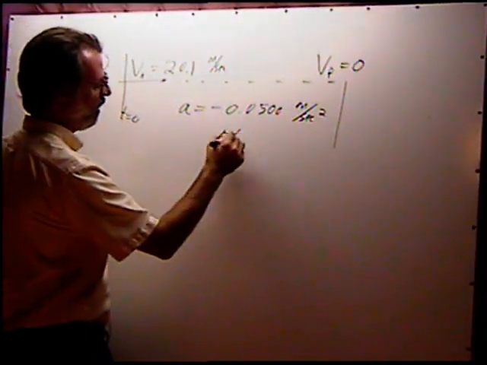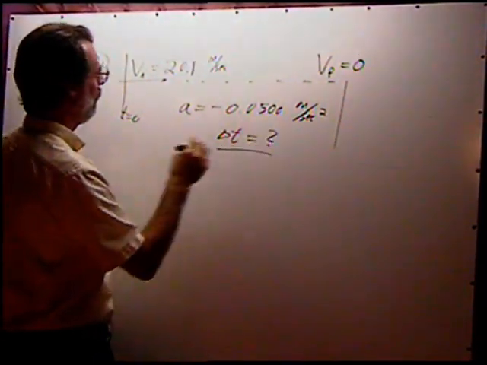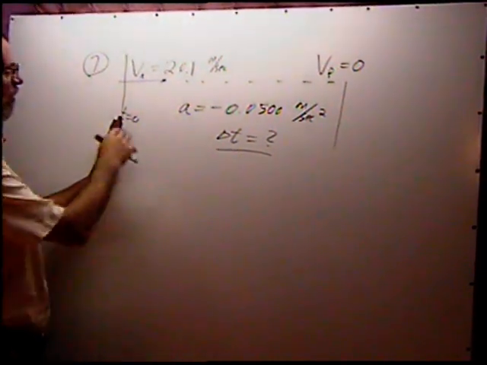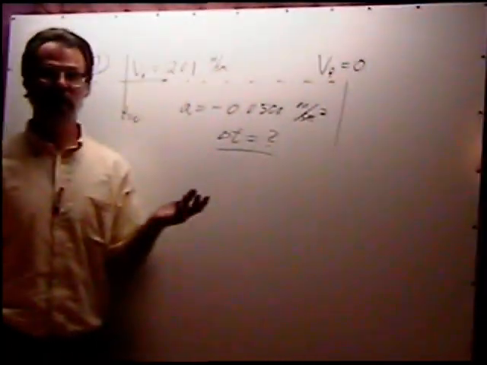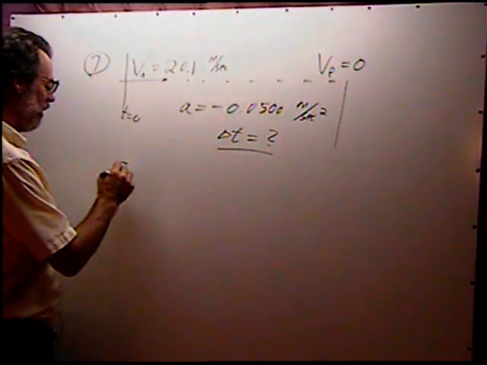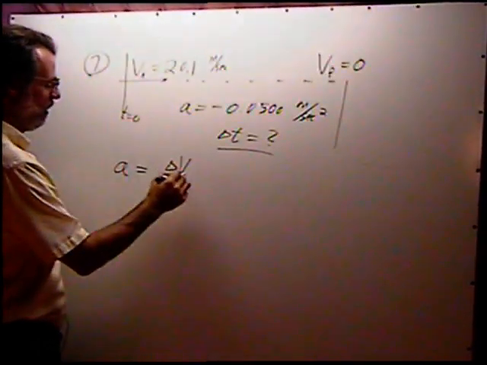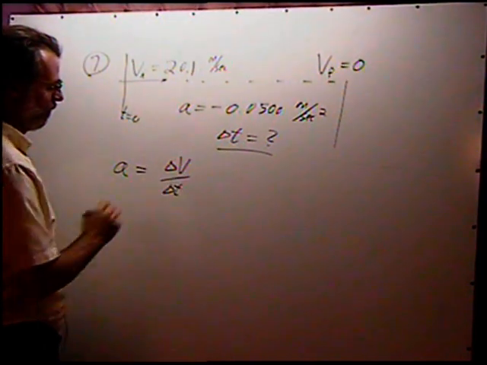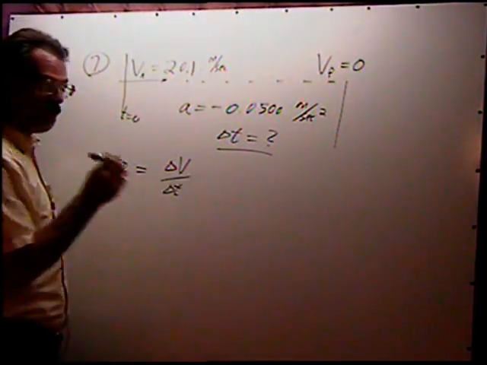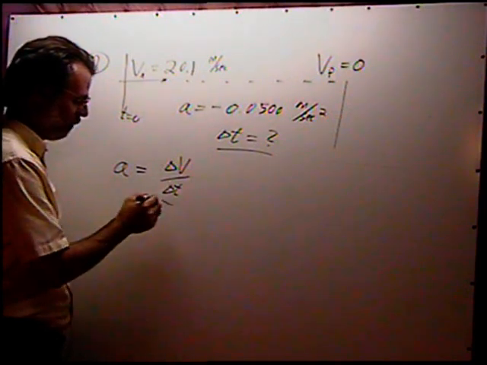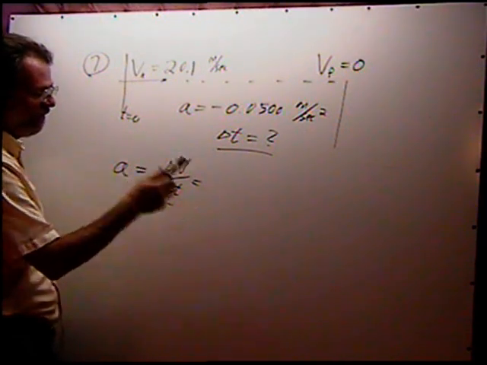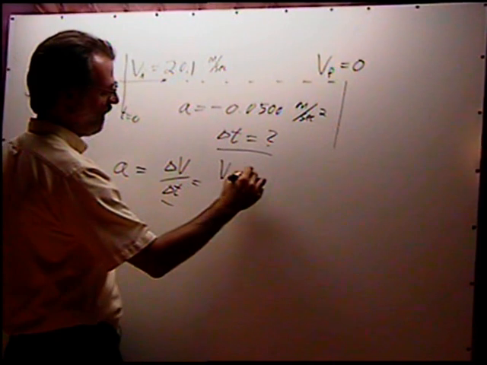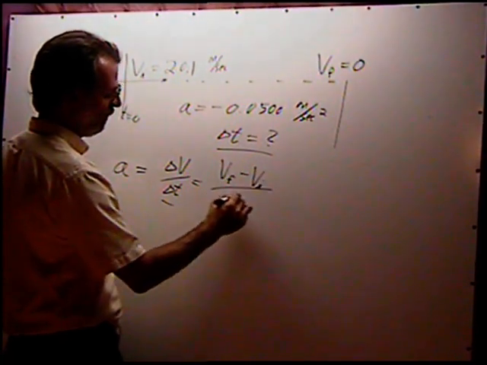Now, how do we solve this? The question is, how long will it take to stop? How long will it take to go from this initial velocity down to where the velocity is 0? We can solve this by using the definition of acceleration. Acceleration is equal to the change in velocity over delta t. Now, what we're solving for is delta t. What's the definition of delta v? It's the final velocity minus the initial velocity over delta t.